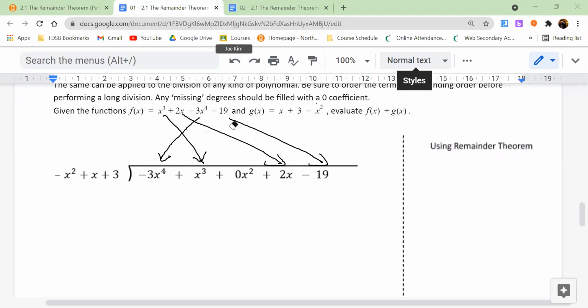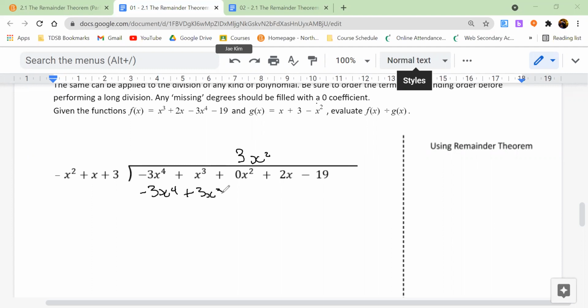All right, here we go. This one's going to be a little bit long, but anyways, we have something multiplied with -x squared to get as close to this as possible, and that would be 3x squared. That becomes -3x to the power of 4 plus 3x cubed plus 9x squared. Subtract that, and it becomes 0, -2x cubed minus 9x squared. And you drop down the next one.